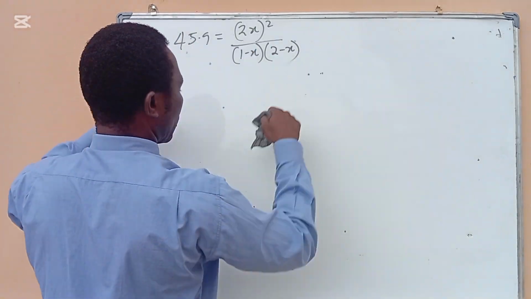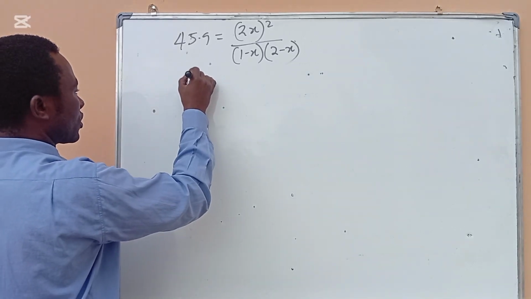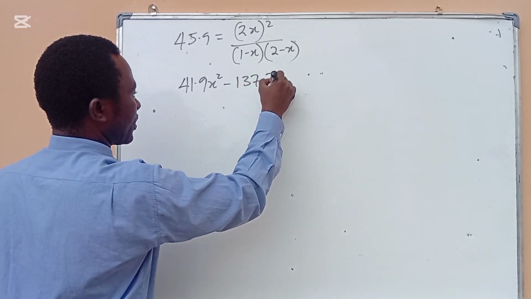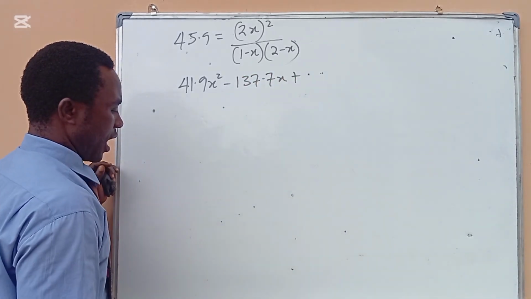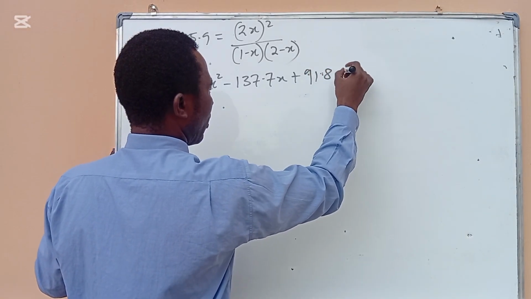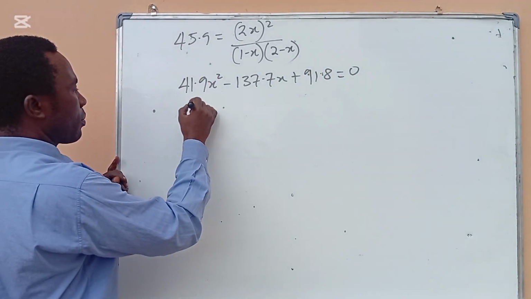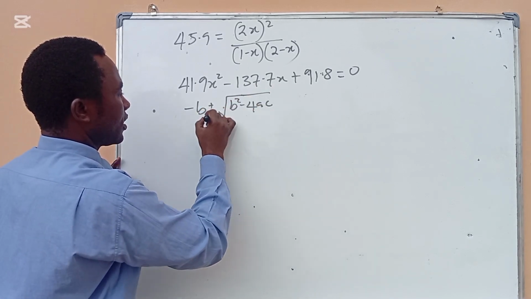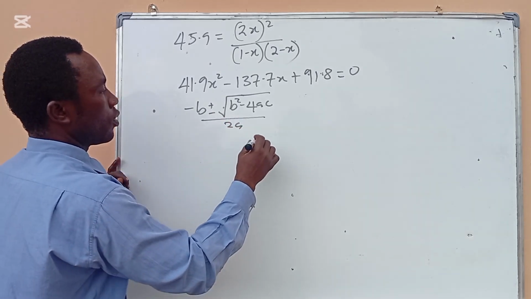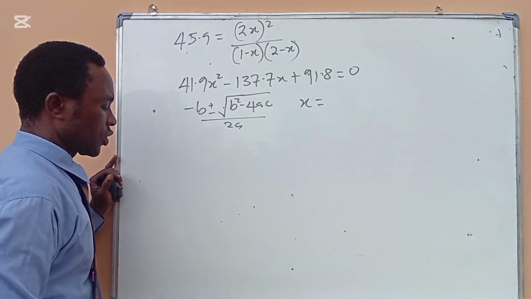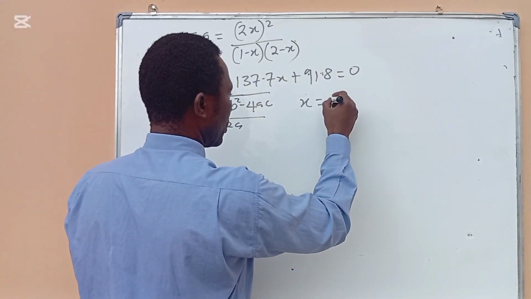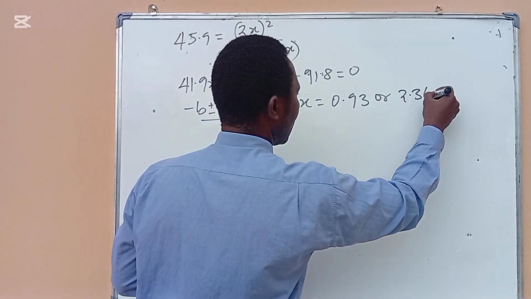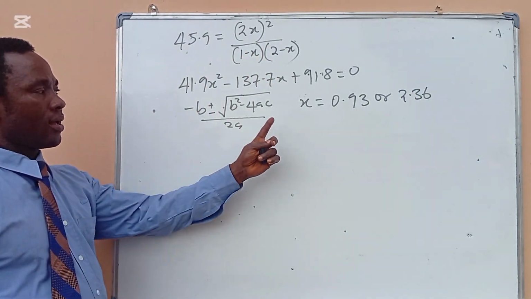Now, having taken this, let us multiply out. If we multiply this out mathematically, we should be getting 41.9x squared minus 137.7x plus 91.8, all equal to 0. If we use the quadratic formula, minus b plus or minus the square root of b squared minus 4ac, divided by 2a, we'll have that our x becomes 0.93 or 2.36. So this will be our x.